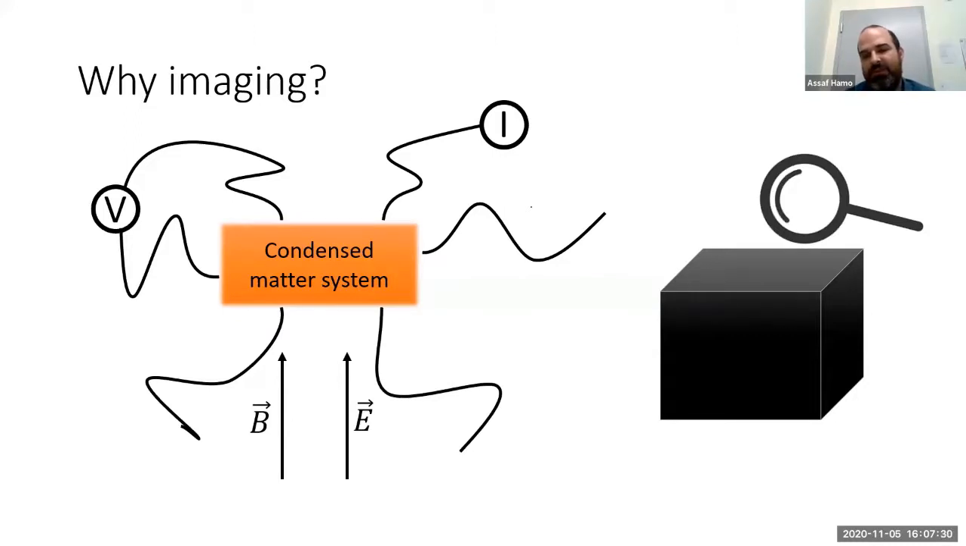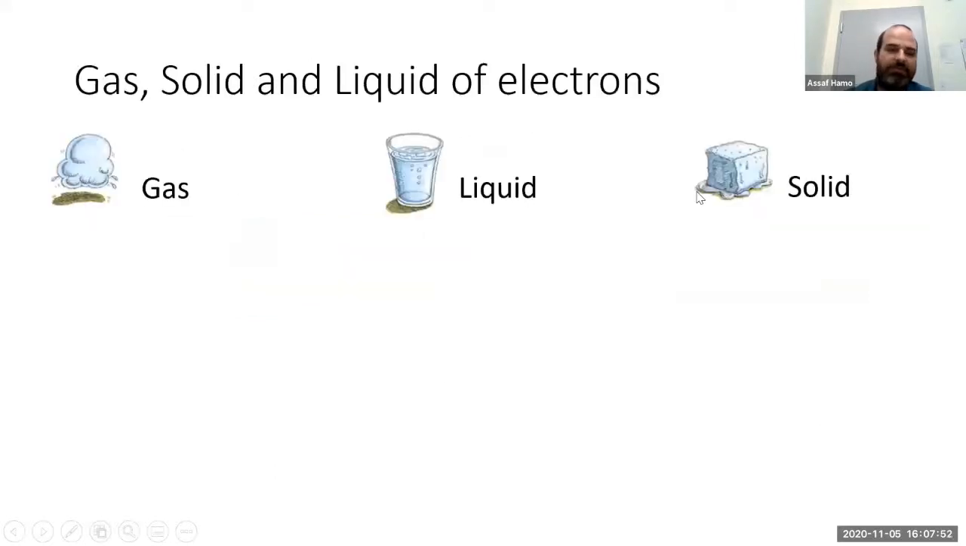And today I want to give you a nice example of that, how just imaging, how looking at the current inside tungsten telluride, in this case, tells you a lot about what's going on in the system, that the current is hydrodynamic and what are the origins of those hydrodynamic effects. So today's topic is liquid of electrons.